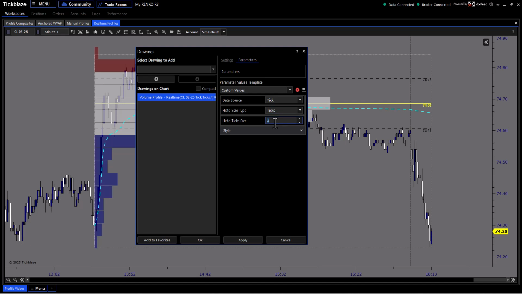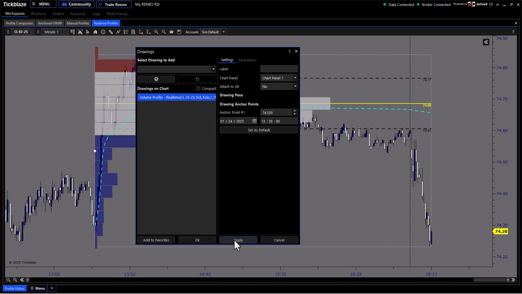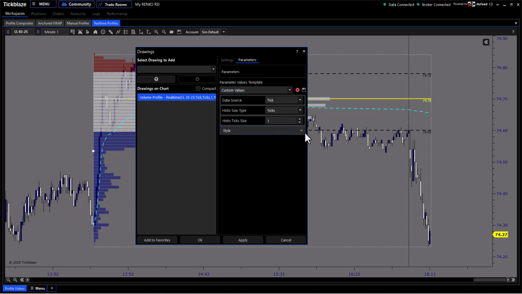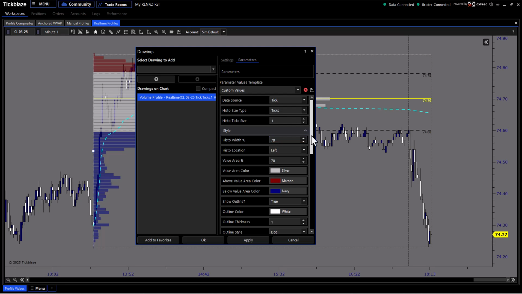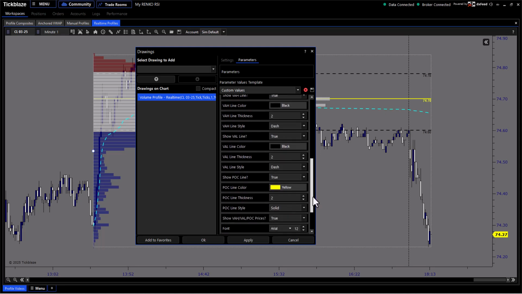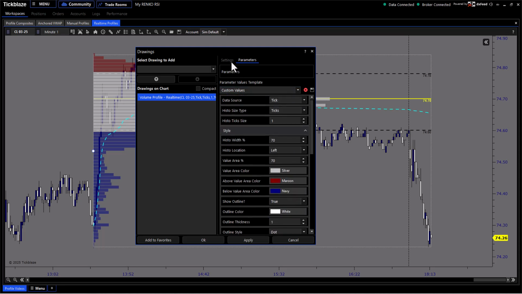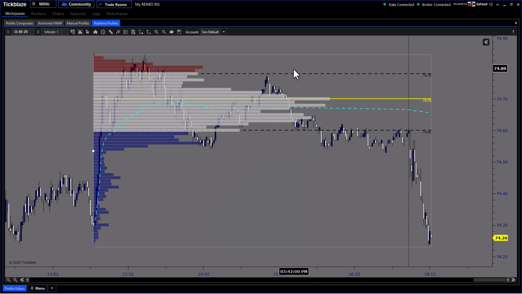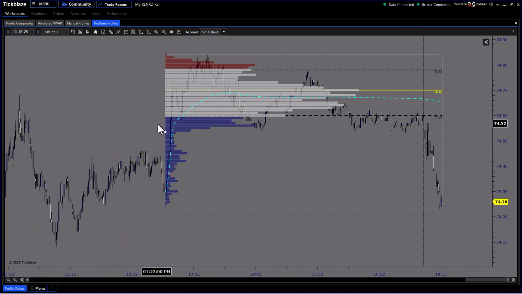And since I'm looking at crude oil for this example, I'm going to change this to a 1 tick histogram. That way, when I change the auction, I can see a little bit more of a granular view. Okay. Now, I always encourage traders to go in and change all the colors. Make sure you set the volume profiles, the VWAP colors, the fonts, all of the different preferences. And once you get things to look the way you like, just hit set as default and that'll be the current view.